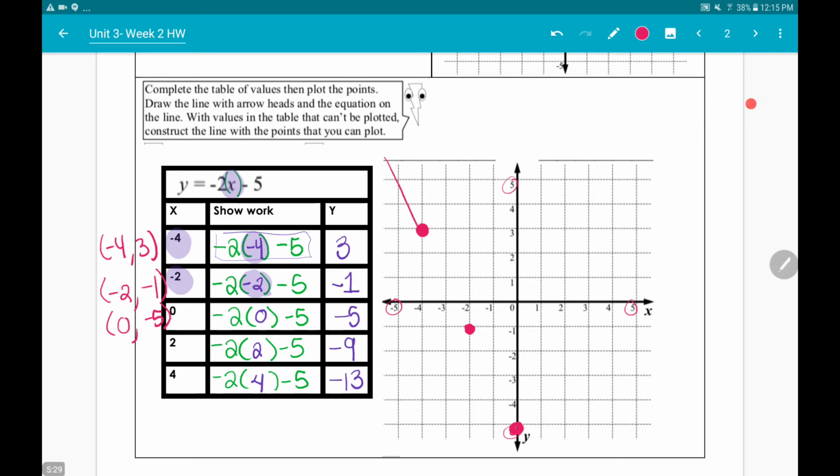So when I'm drawing my line, I just have to make sure it goes all the way to the end. I put my arrows, and then I label it with my equation. My equation was y equals -2x minus 5. Okay, why don't you go ahead and tell me what is a solution on this line?